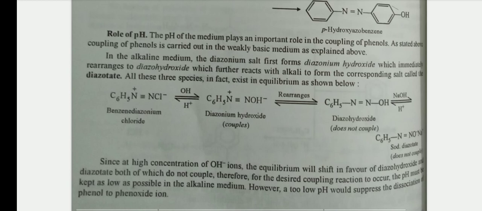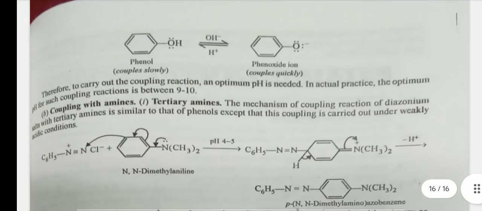Since at a high concentration of OH- ions the equilibrium will shift in favor of diazohydroxide and diazotate, both of which do not couple, therefore, for the desired coupling reaction to occur, the pH must be kept as low as possible in alkaline medium. However, too low a pH would suppress the dissociation of phenol to phenoxide ion. Therefore, to carry out the coupling reaction, an optimum pH is needed. In actual practice, the optimum pH for such coupling reactions is between 9 and 10.